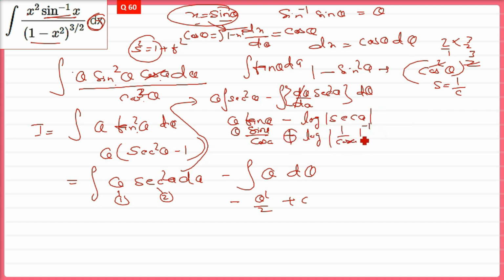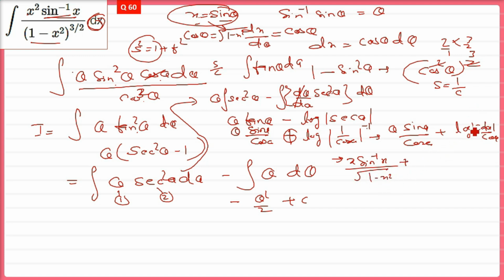If you take plus, cos theta will come upstairs. So theta sin theta by cos theta plus log cos theta, where cos theta is simply under root 1 minus x square, and sec theta is 1 by under root 1 minus x square, because cos theta and sec theta are inverse of each other. So theta can be written as what? Now I am changing it here only. Theta is sin inverse x. Sin theta is x. Cos theta is under root 1 minus x square.